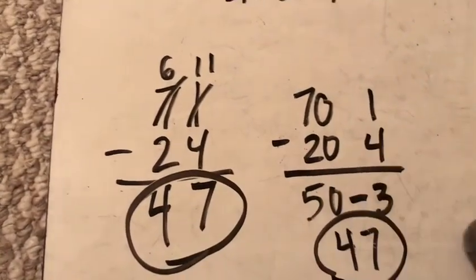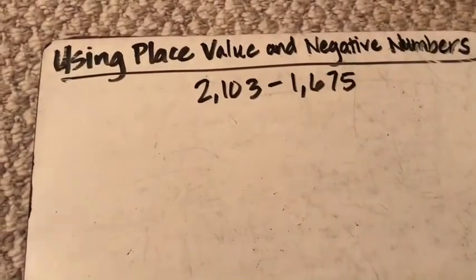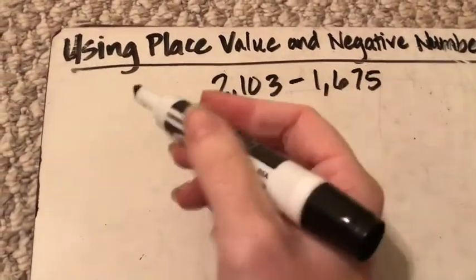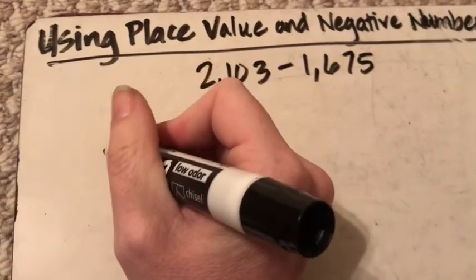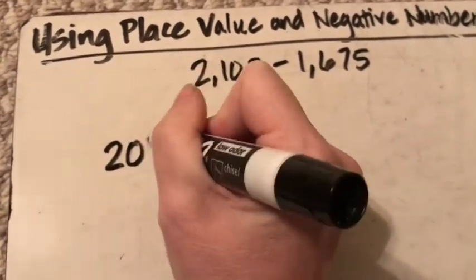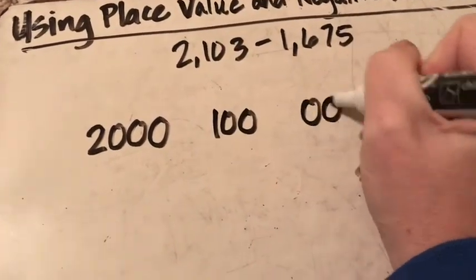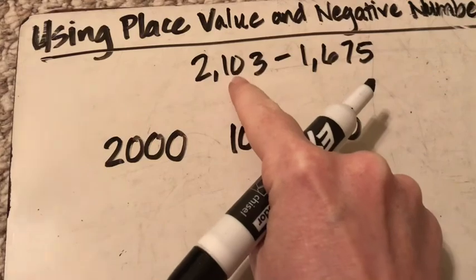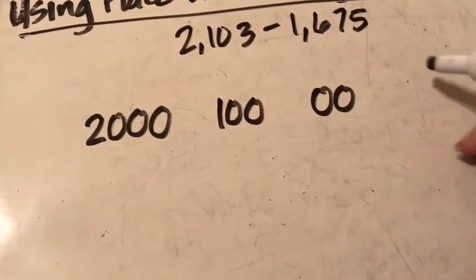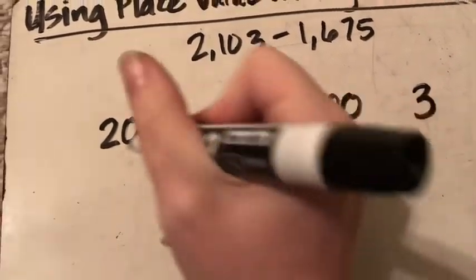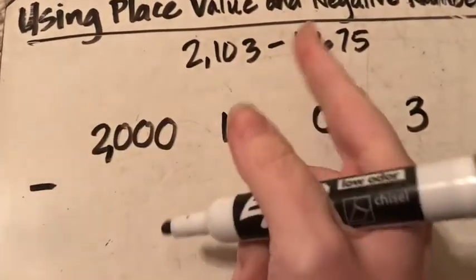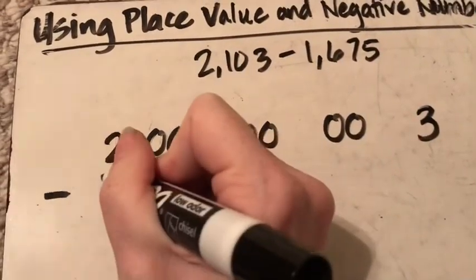So let's see how using this idea of place value and negative numbers might look with larger numbers, because sometimes the trick is just, how do I model my thinking? So let me stretch out this problem a little bit. 2,103 is the same as 2,100. I'm going to put zeros because there's nothing in the tens place here, but I'm going to keep that as a placeholder, and then 3 ones, okay? And I'm going to be taking out 1,675.